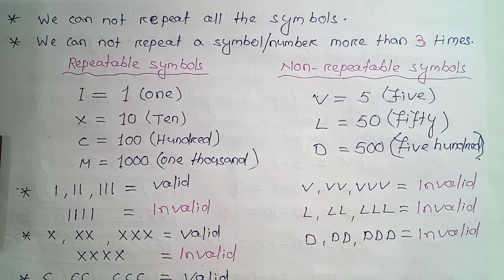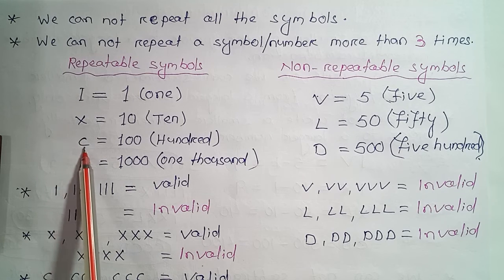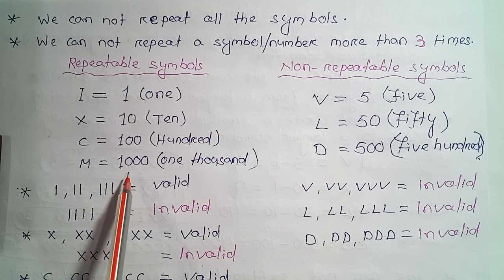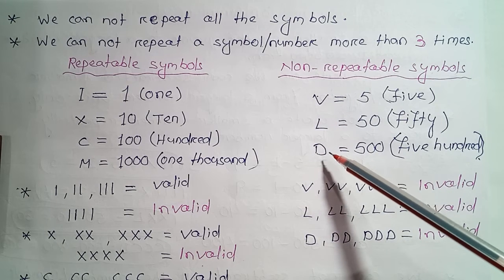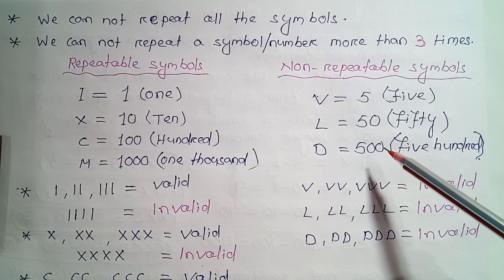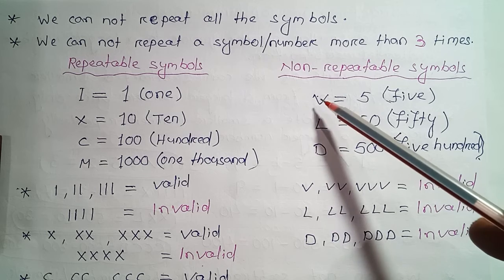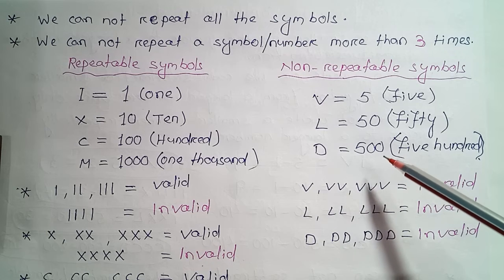Repeatable symbols are I, X, C and M, that is 1, 10, 100 and 1000. And non-repeatable symbols are V, L and D, that is 5, 50 and 500. Here I will tell you one thing, that I have written these 3 numbers in red color in the symbols and value list. So these 3, V, L and D, 5, 50 and 500, cannot be repeated.